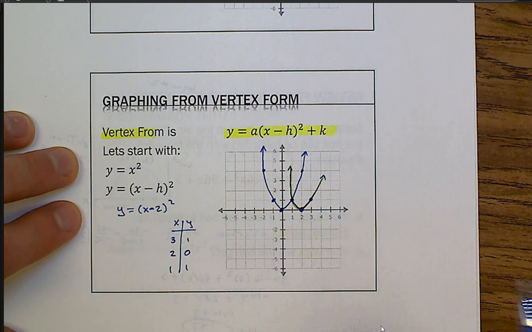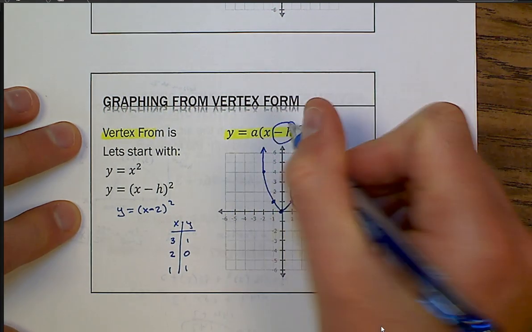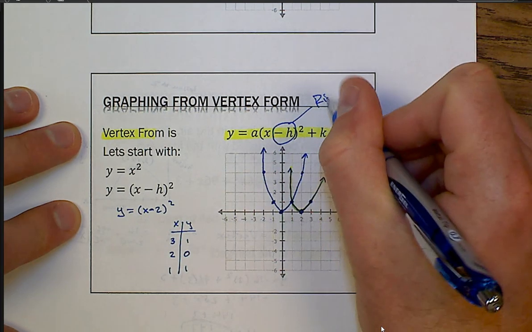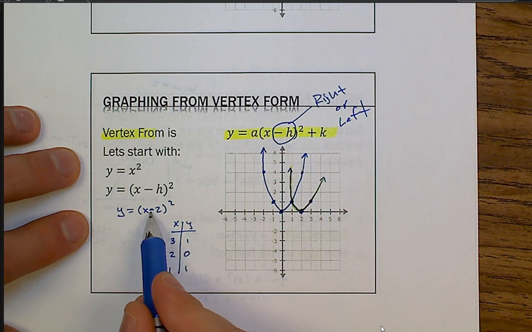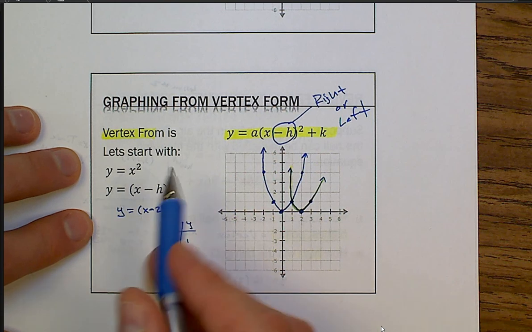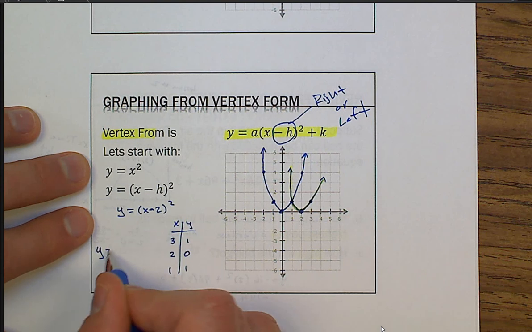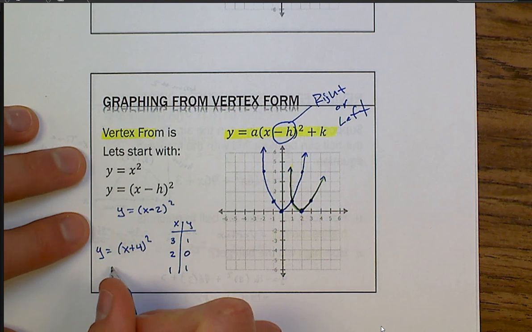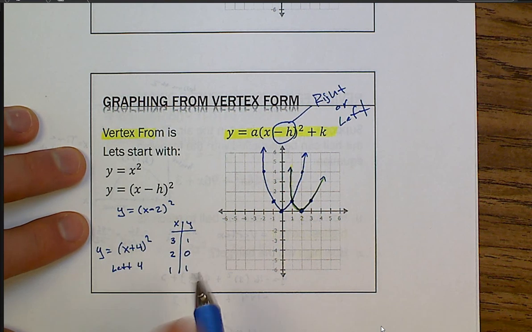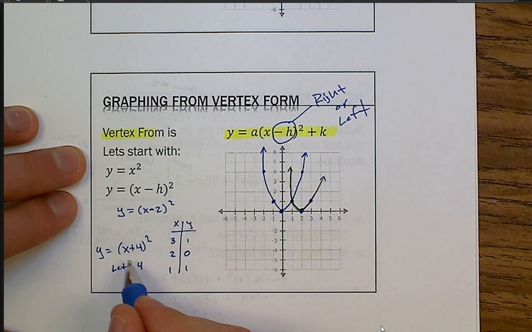So, what does our h value do? Our h value right here moves the graph, or moves your points, right or left. Now, remember, if it's a minus 2, a lot of students forget that you're going to slide to the right 2. If I had something like y equals (x plus 4) quantity squared, that's going to shift our graph to the left 4 units, because you'd have to plug in a negative 4 to get a 0 for your y, okay? And so that's why it'd be left 4.